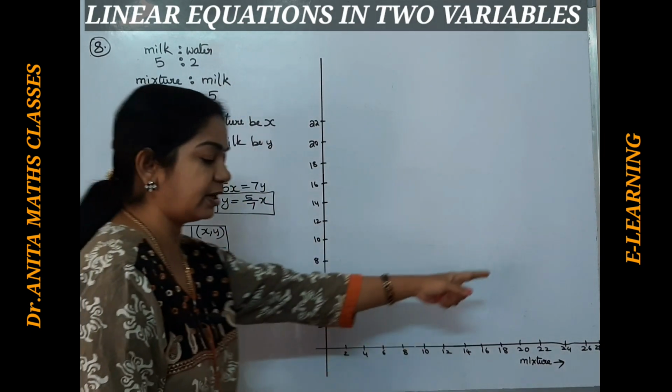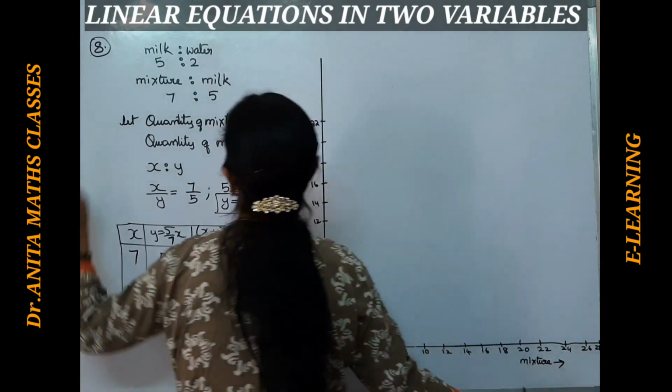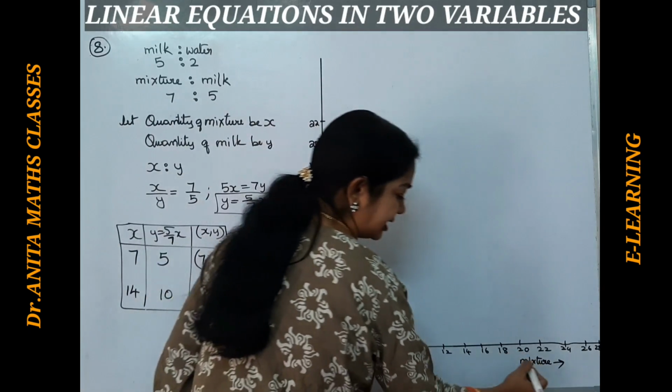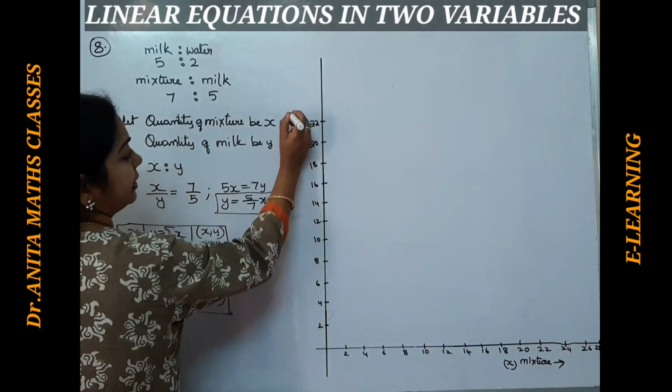Now we will plot the graph. Now I've noted the coordinate axis. Here let us take the mixture on the x-axis. We have supposed the quantity of mixture as x, isn't it? So I am taking it on the x-axis. And here the milk.